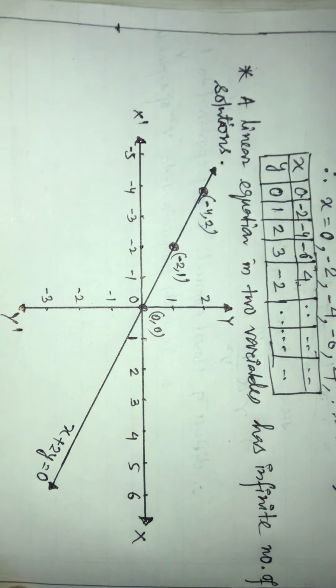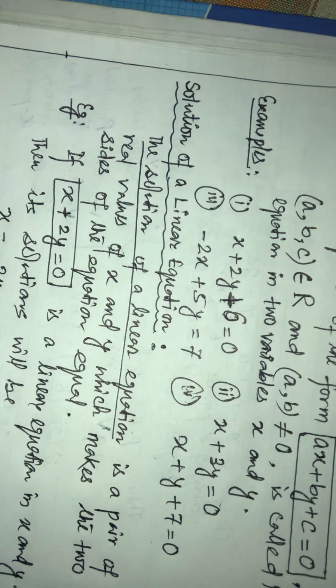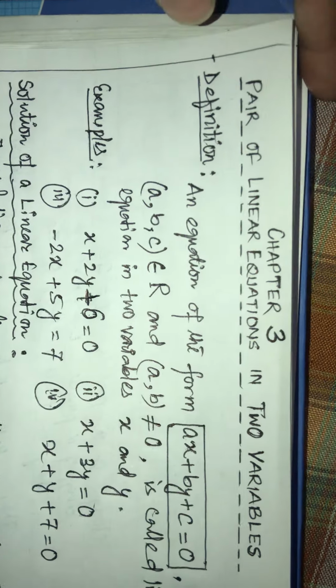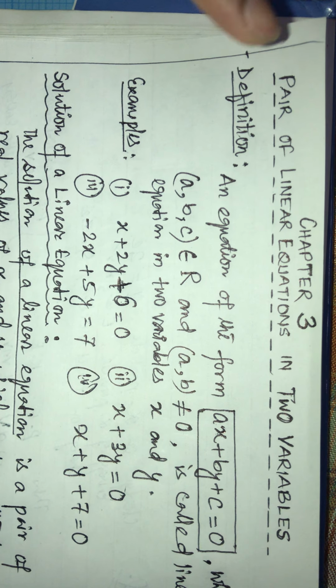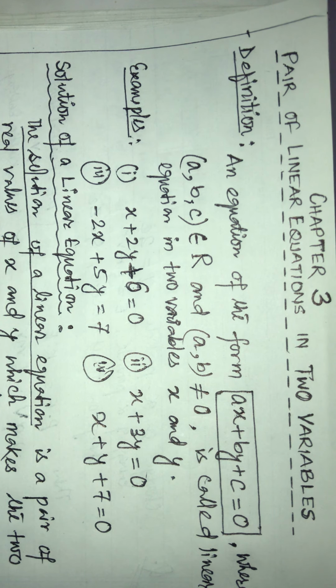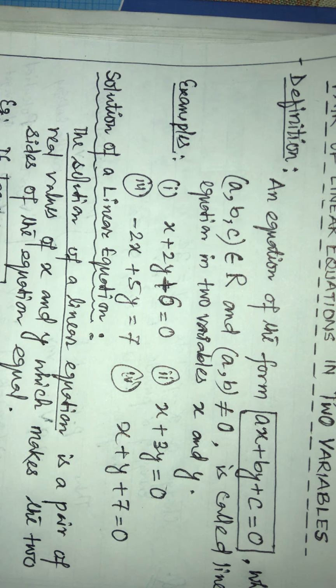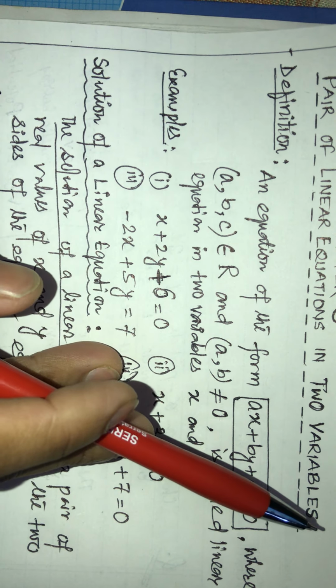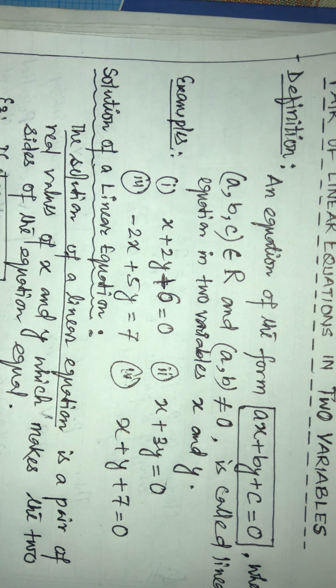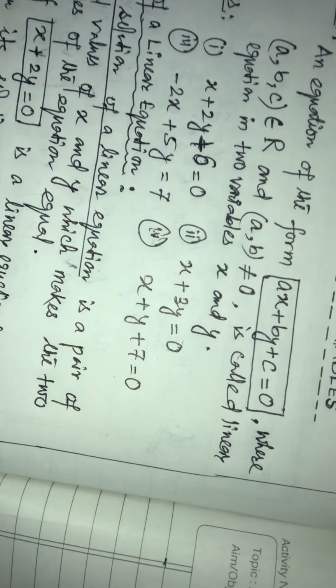So this is the basic of linear equation in 2 variables. This is all the concept about linear equation in 2 variables. I used only one equation here. Now we'll go to the pair of linear equations in 2 variables, which we need in this chapter.